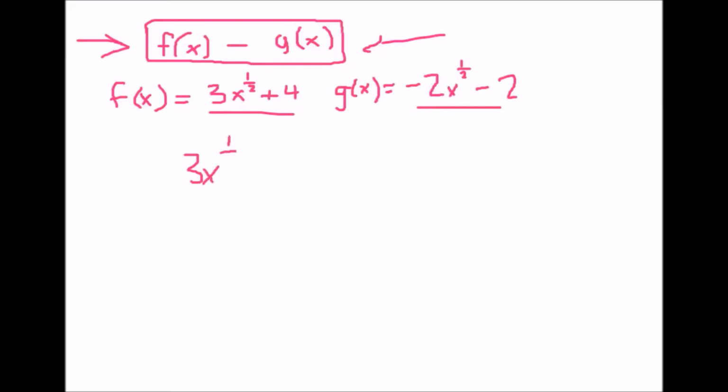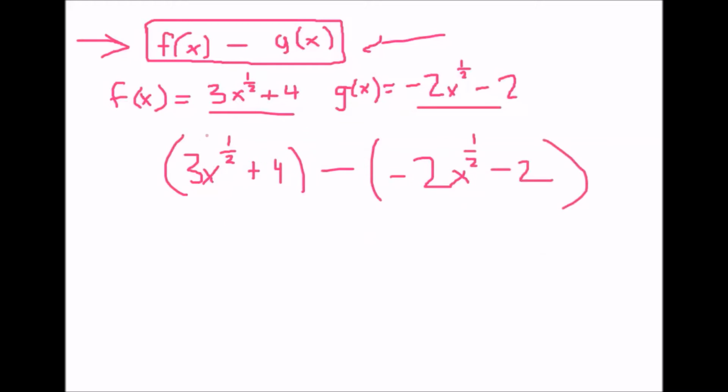It's 3x to the 1/2 plus 4 minus, plug it in parentheses, it's going to help you out, 2x to the 1/2 minus 2. So that's 3x minus negative 2x to the 1/2. That's 5x to the 1/2.